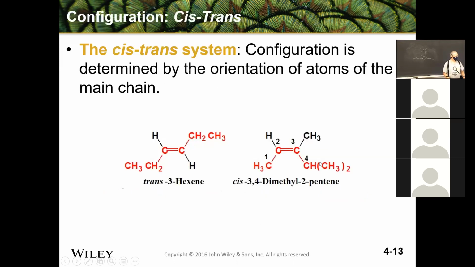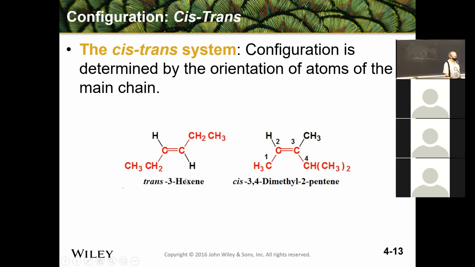Okay, cis and trans. Not every alkene will have cis and trans geometry. You have to have two different groups on both carbons of the alkene. Here we have an ethyl and a hydrogen on both sides. Here we have an isopropyl and a methyl. On this side, we have a methyl and a hydrogen.